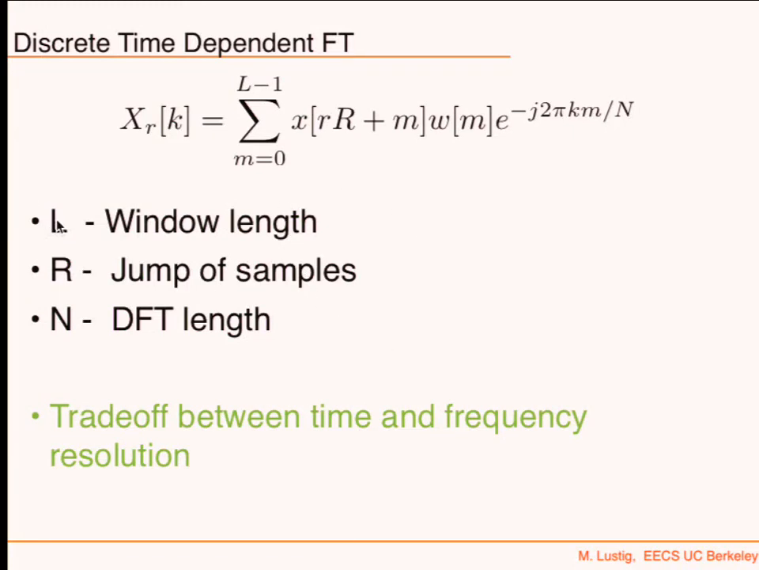So now L is the size of the window that I'm going to be using. Okay. R is the jump, how many samples I'm going to jump. And then there's another parameter, N, which is the size of the DFT that I'm going to apply. So I can also do zero padding, right? So I can crop a window and then zero pad, then compute the DFT, which effectively gets me closer to the DTFT, which is the previous slide. All right? It's cool stuff.